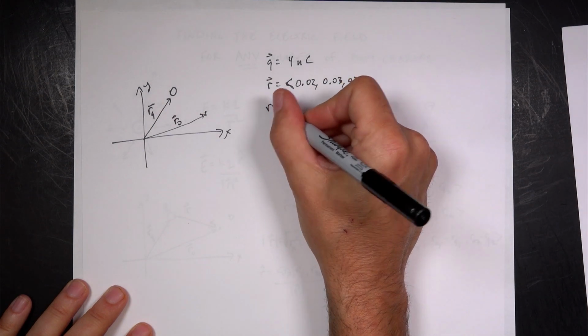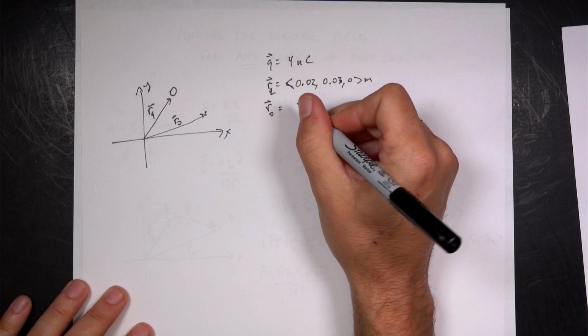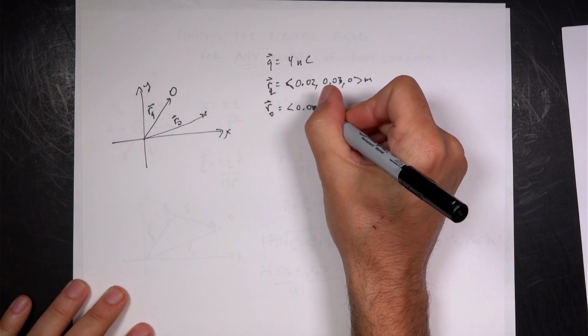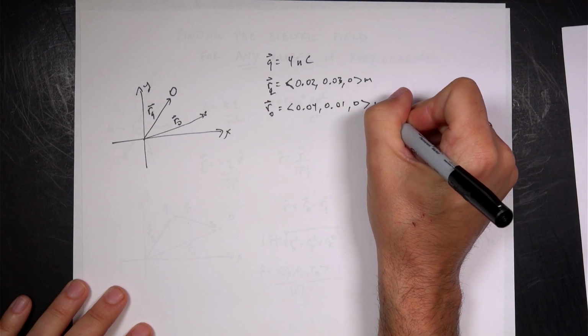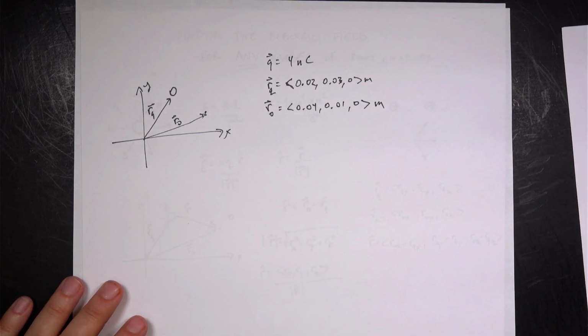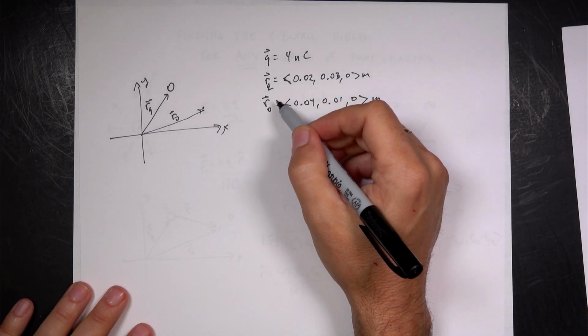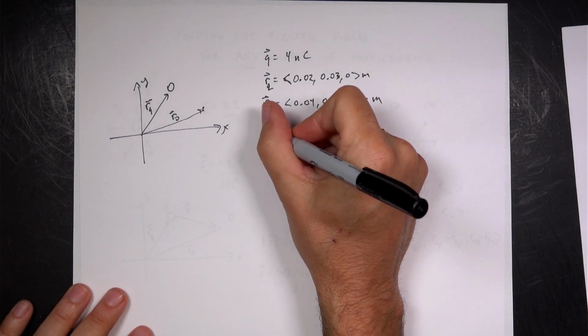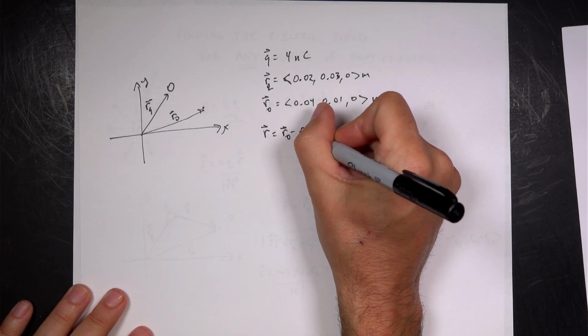So I'll say R, that's RQ. RO is going to be equal to 0.04, 0.01, 0 meters. Okay, let's do this by hand, and then I'm going to do it in Python. So the first thing we need to do is to find the vector R. It's just going to be RO minus RQ.